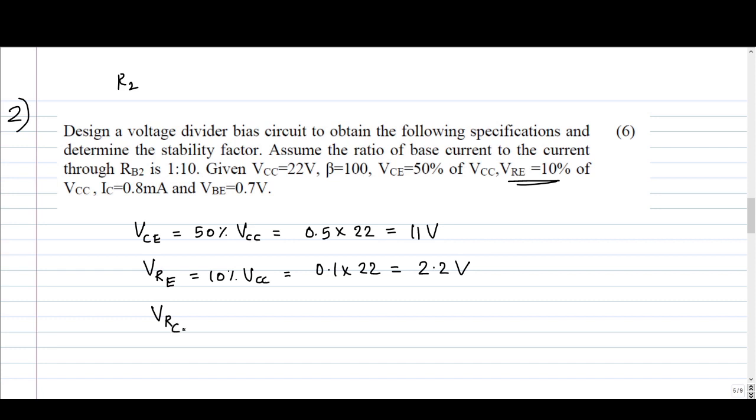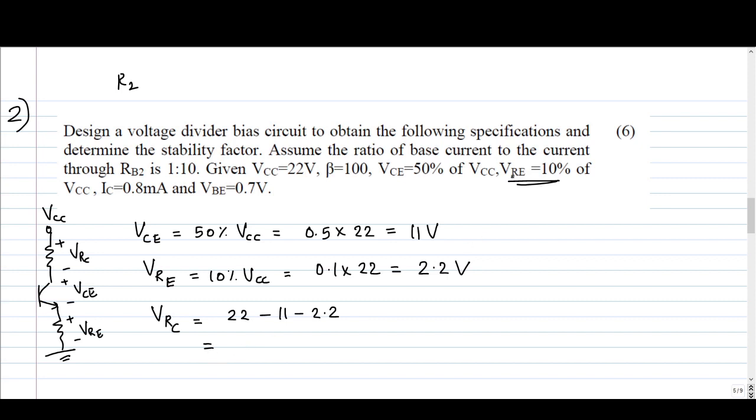And voltage drop across RC, that we can calculate. From the previous problem also we know that sum of these three values is equal to VCC. This is the output side. So VCC is actually the sum of VRC plus VCE plus VRE. Voltage drop across RC plus VCE plus RE gives the supply voltage. So supply voltage minus these two values, you will get the value of RC.